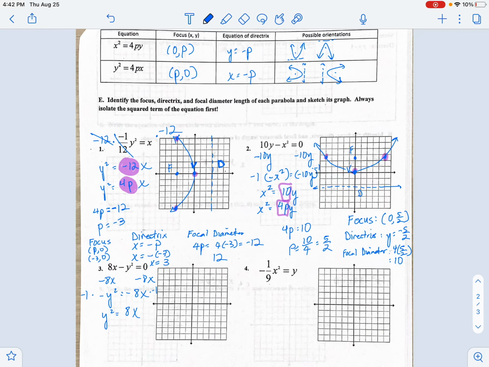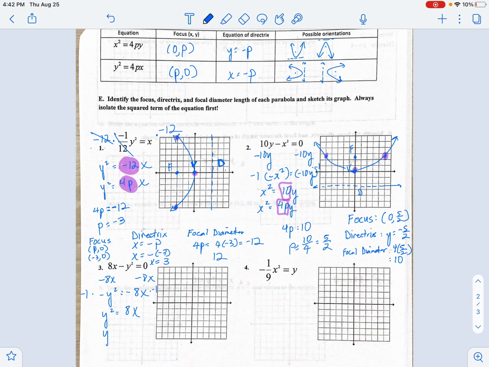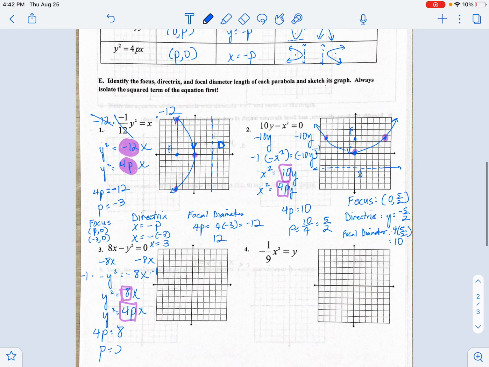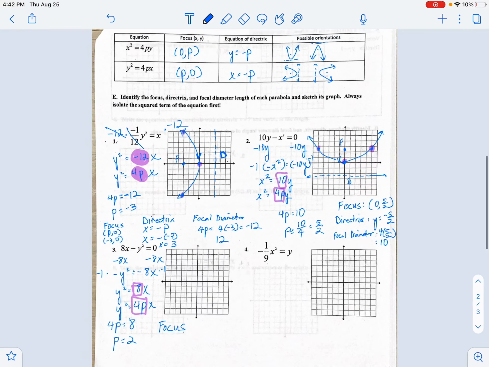Matching that up to one of our equations at the top, 4p equals 8. p equals 2. Focus, based on our chart at the top, focus is 0, 2.